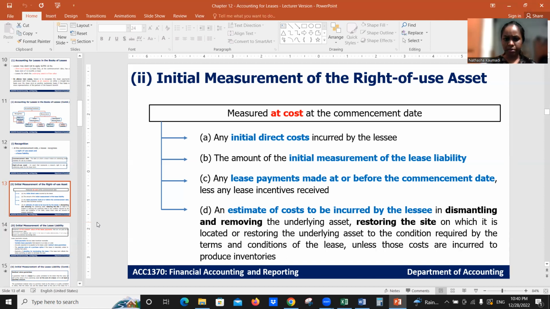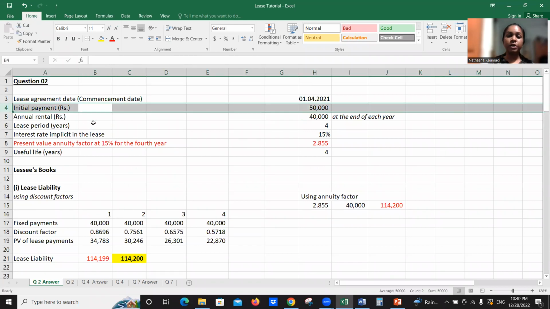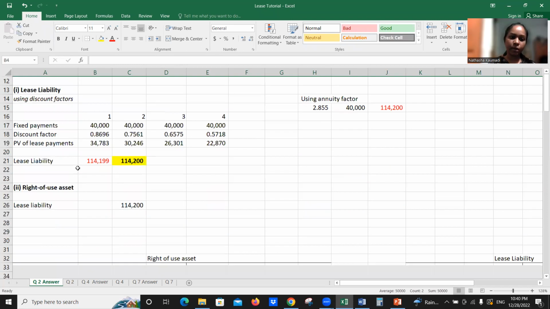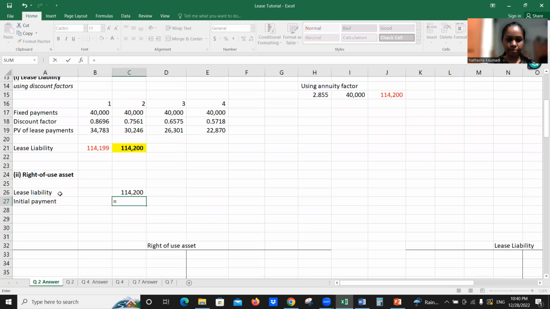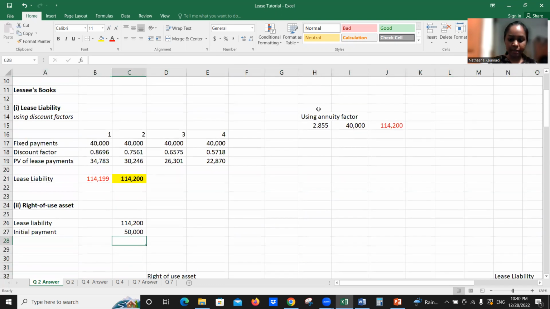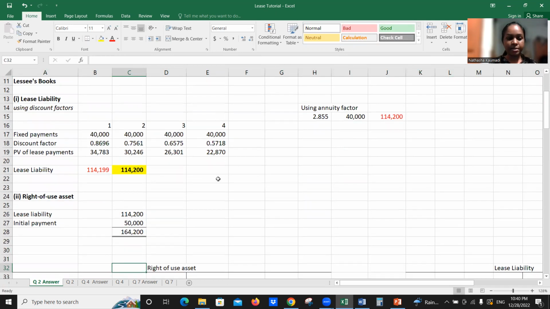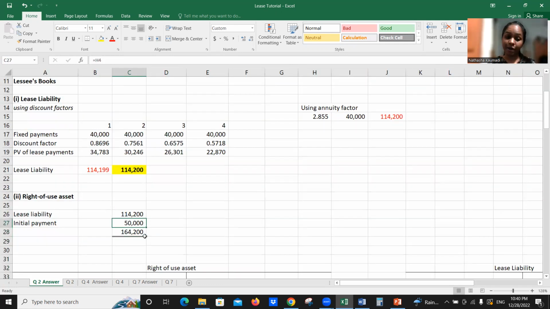Do you have a down payment? Yes, this one. You have paid 50,000 initially as the down payment. So you can take it clearly. Initial payment, or you can call it down payment. That is 50,000. Do we have dismantling and restoring cost? No, not given in the question. So apparently these are the two components coming under right of use asset. What is the value? 164,200. Yes, 164,200.